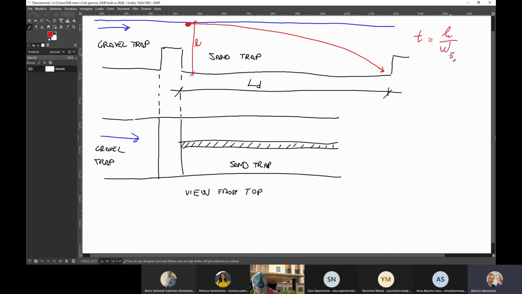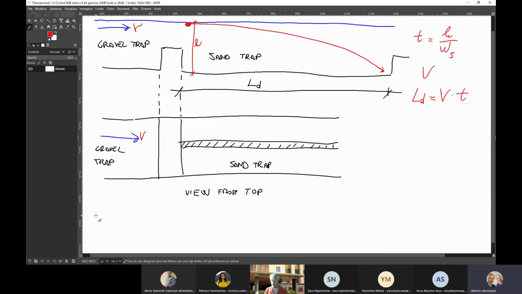At this stage, we need to know the velocity of the flow, V. Once you know V, then you can write the length of the sand trap is equal to V times T. And what is V?